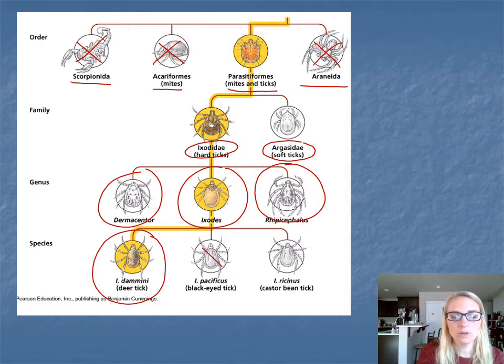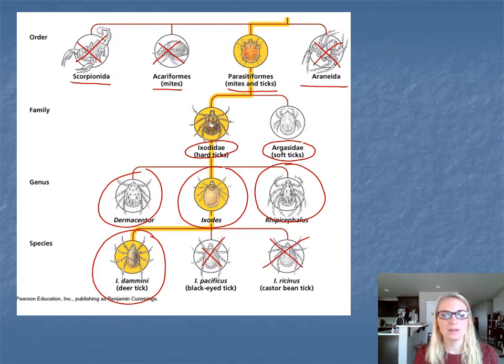And the other two, if we were to have the knowledge to be able to identify enough, we would say, no, this particular specimen I'm looking at does not match Ixodes pacificus or Ixodes ricinus. It matches Ixodes domini. We found a deer tick. Yay! So that is our classification. So domain, kingdom, phylum, class, order, family, genus, species.